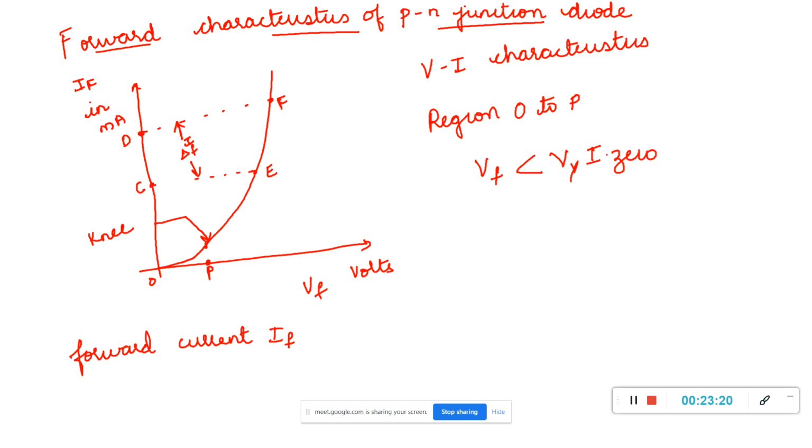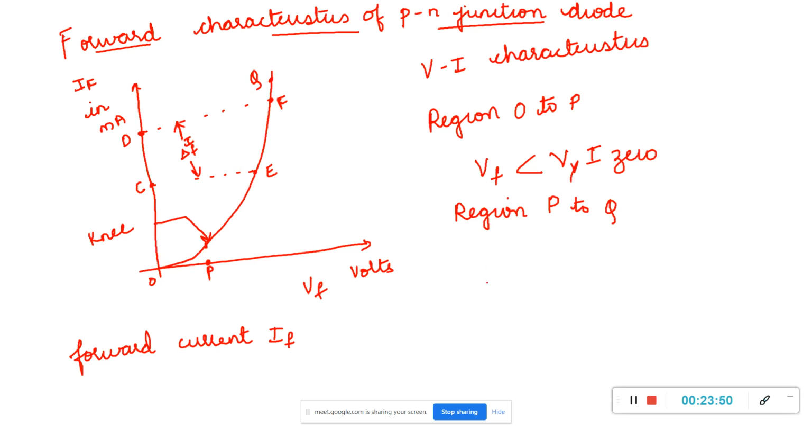So current is represented as I, right? Current flow is zero from O to P. Whenever the applied voltage VF is less than V gamma, the barrier potential, the current flow is very small, almost equal to 0. Next, region from P to Q. So here there is a Q point.